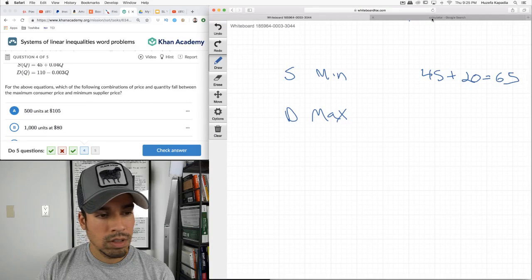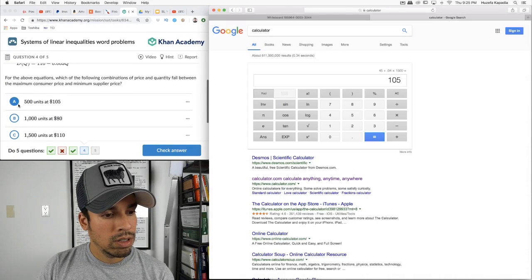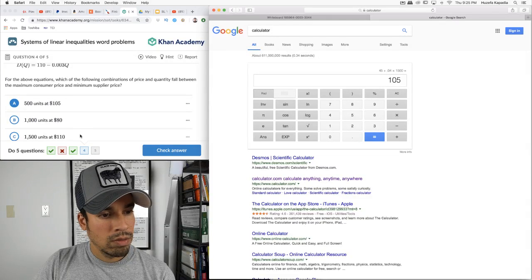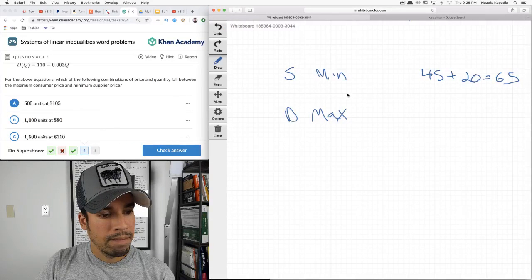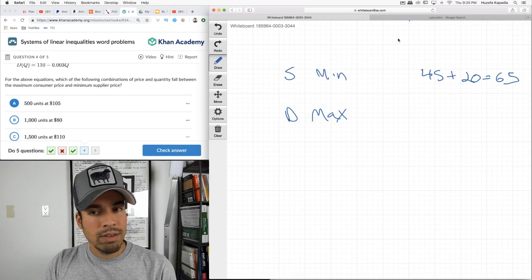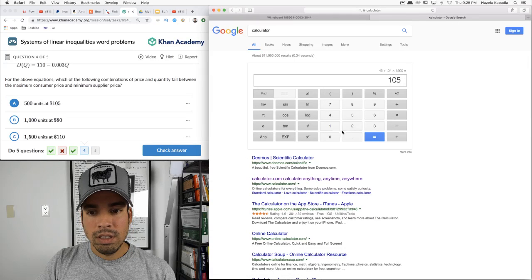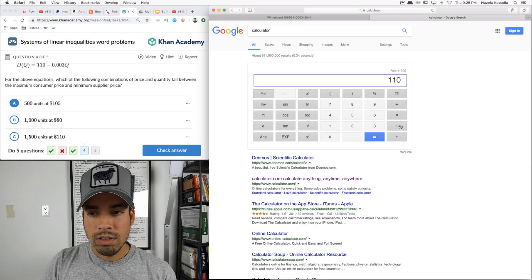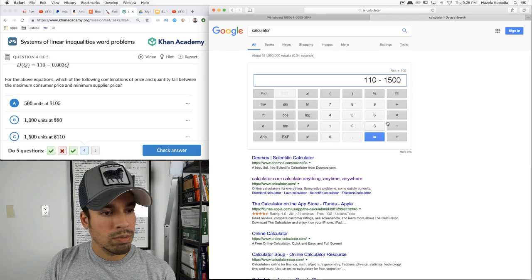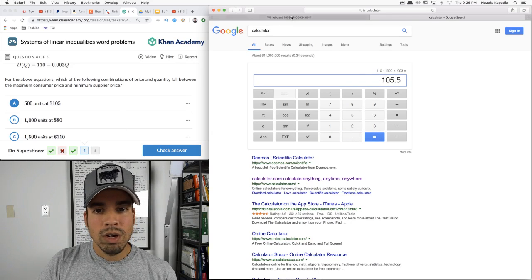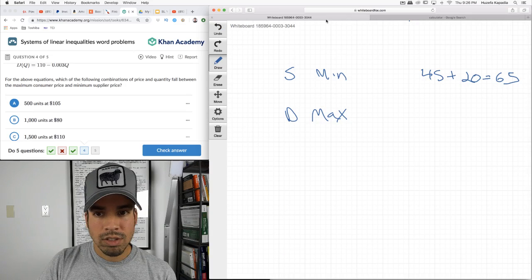Oh wait, no, hold on. 1500. Wait a minute. 105. So it's above the min, right? 110 is above 105. Okay. And then if we do that one, it's 110 minus, oh yeah, of course, this is too small, times 0.003 is 105.5. So 110 is above that max, so that's out.